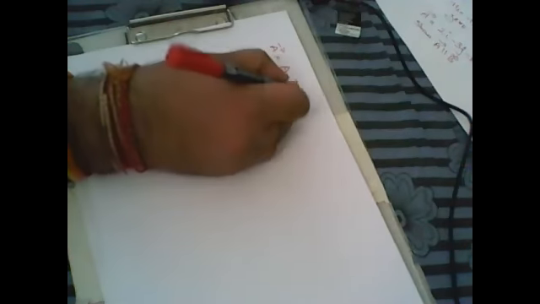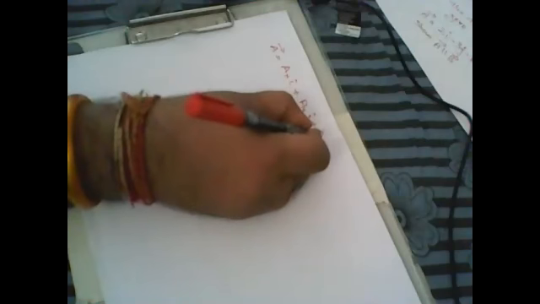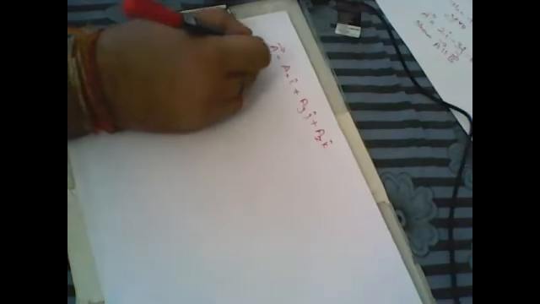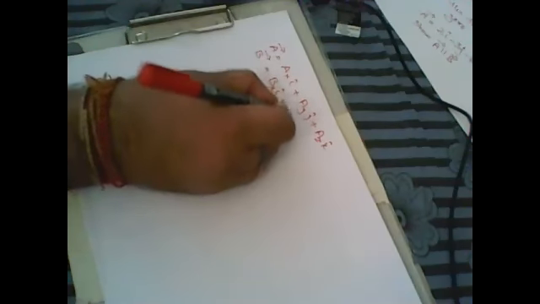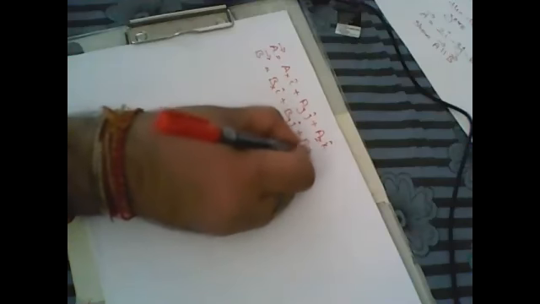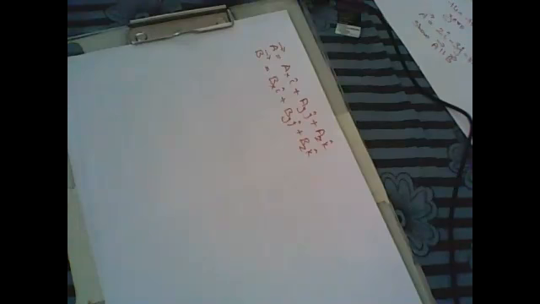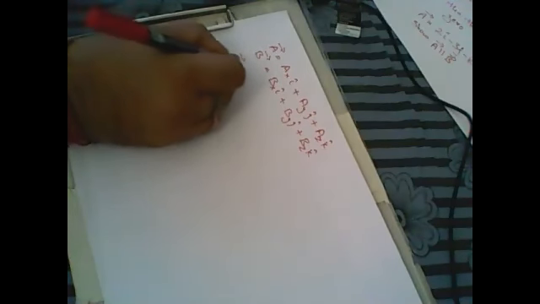Now, one thing more before solving: how to find the cross product. Please listen very carefully. Suppose we have any vector, a vector as ax i cap plus ay j cap plus az k cap, and b vector is bx i cap plus by j cap plus bz k cap. Dear students, this is a very important topic. Please note down carefully.